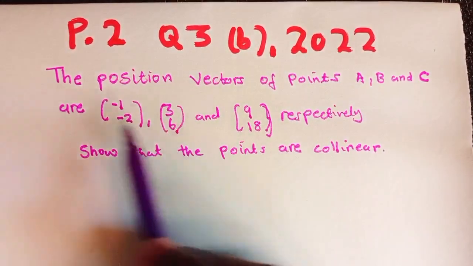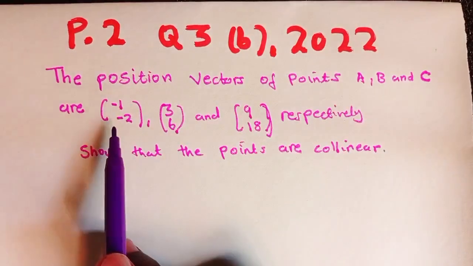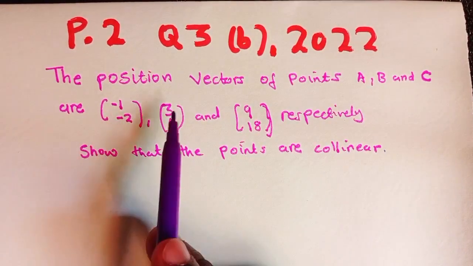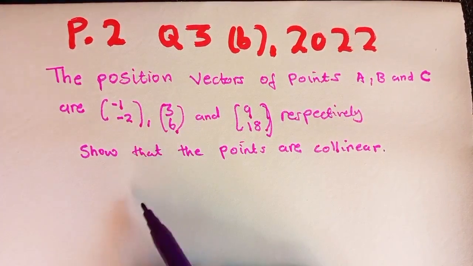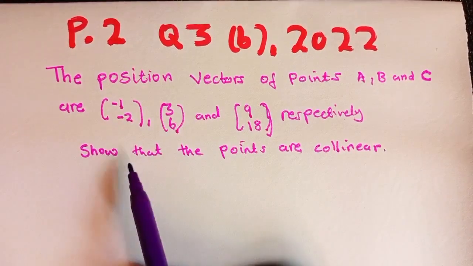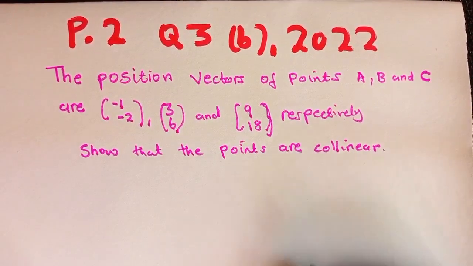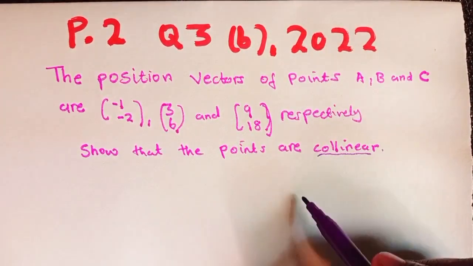The question says the position vectors of points A, B, and C are (-1, -2), (3, 6), and (9, 18) respectively. These are given in the form of vectors, in matrix form. Show that the points are collinear. So I want to just explain, maybe this is the confusing part.